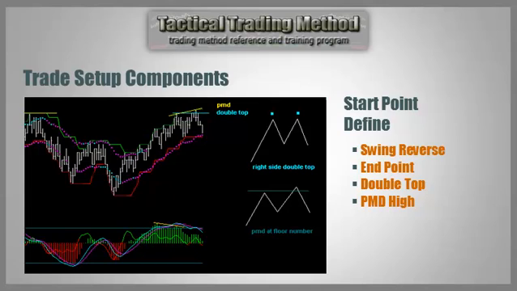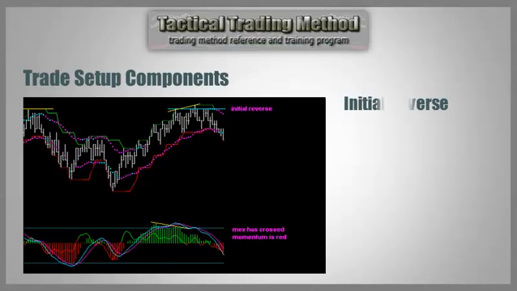A PMD can be part of a start point reject and not also be a double top or double bottom. Like the bottom drawing shows, a PMD high at a floor number would be a start point reject, with the floor number being the resistance area that was being rejected. You have a start point reject, and now you have the swing initial reverse.